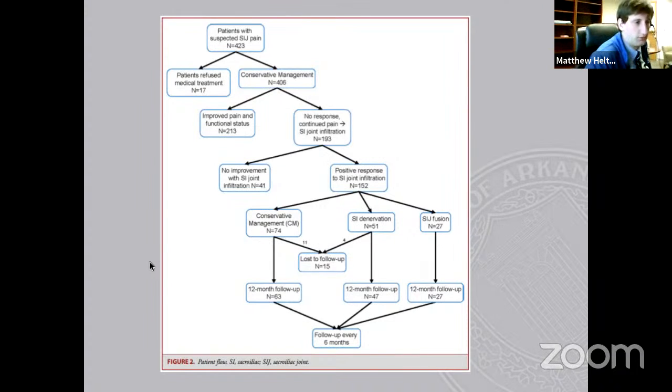retrospectively, obviously. So 74 of these patients were basically forced to undergo conservative management because the insurance would not approve SI denervation or SI joint fusion. So this became the natural history cohort. The rest of the cohort decided between SI denervation or SI joint fusion. 27 chose the fusion, and 51 chose denervation. And so they're able to follow these patients every 6 months, and some patients had follow-up all the way out to 6 years.